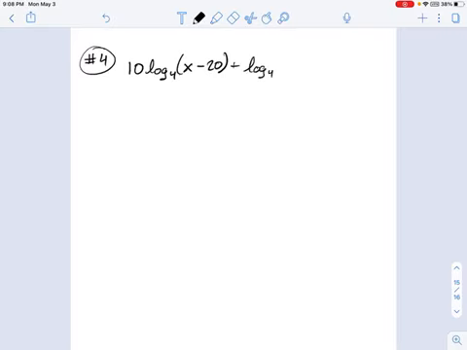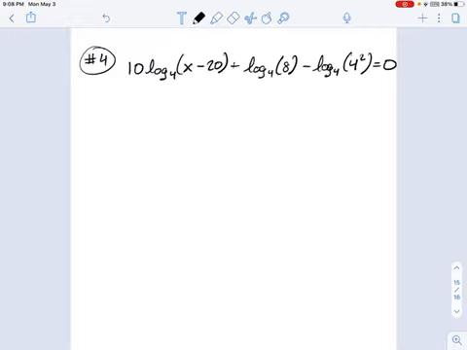Okay, let's do another example here. This one's going to look kind of complicated, but it's really not, once you break it down according to our regular log techniques. I'm going to say we have 10 times the logarithm base 4 of (x minus 20) plus the logarithm base 4 of 8 minus the logarithm base 4 of 4 squared, and that's all equal to 0.